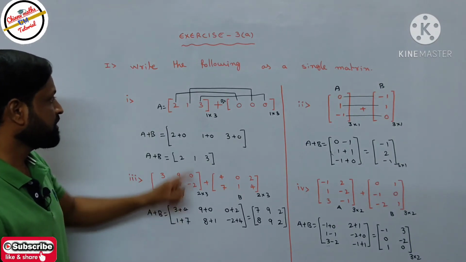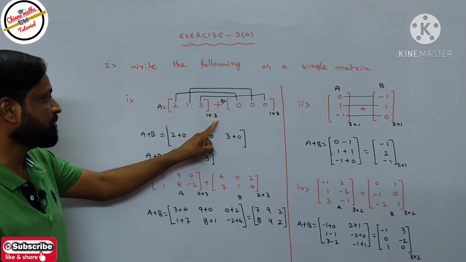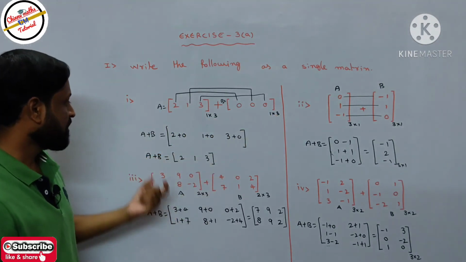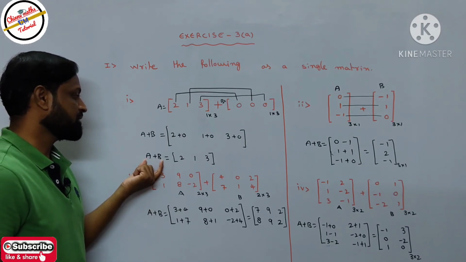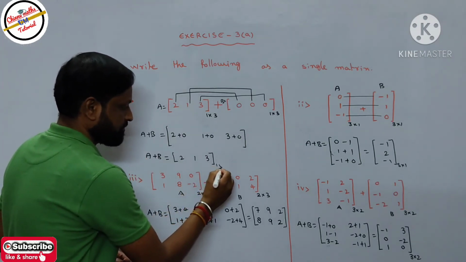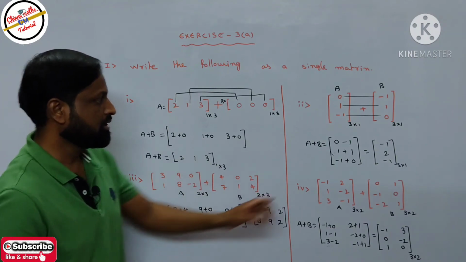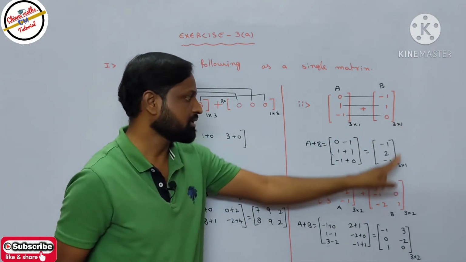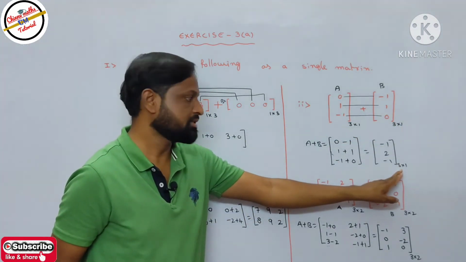So we can observe that the order of matrix A is 1 by 3 and of B is 1 by 3. After addition, the two matrices also give the same order, 1 by 3. Here it is also 3 by 1 and 3 by 1, and the answer is also the same order, 3 by 1.